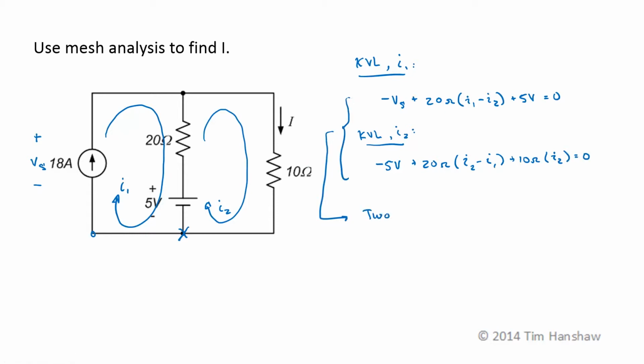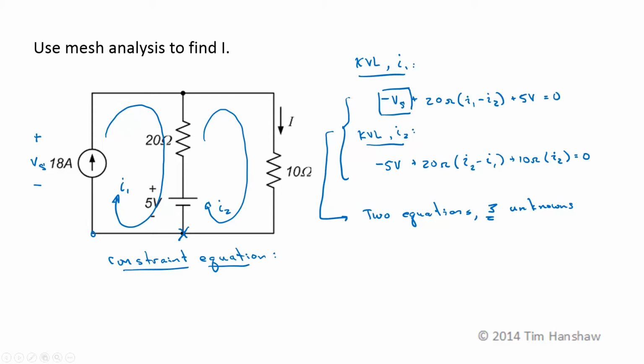I have two equations, but I have three unknowns. I've introduced another unknown, the voltage across the current source, in this equation to account for that. So what I need rather than a constrained loop is what's called a constraint equation. Keep in mind that the physical current through any device is the sum of the mesh currents going through that device. So I know that there's 18 amps going in this direction through the current source. I1 is the only mesh current that goes through that current source, so I1 has to match that current.